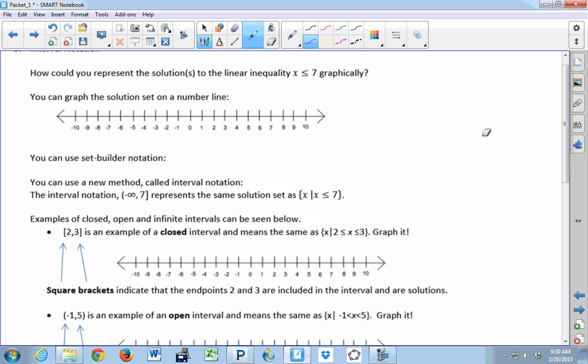So how could we represent the solution set for this linear inequality, x is less than or equal to 7, on the number line? Well, yeah, Marissa?